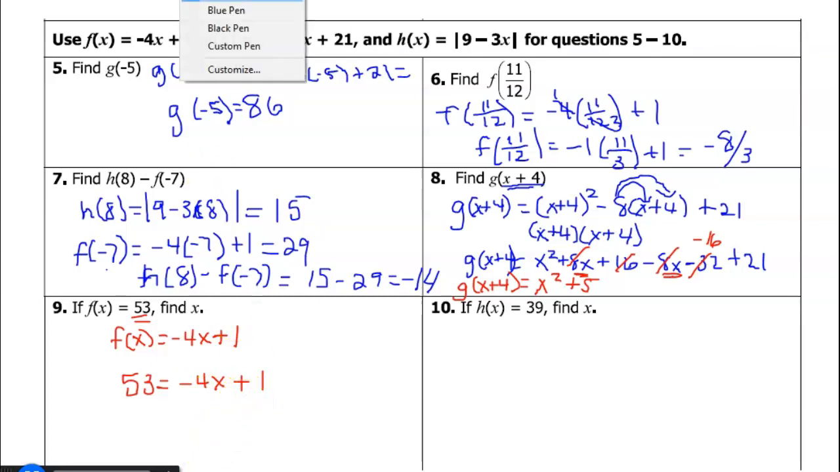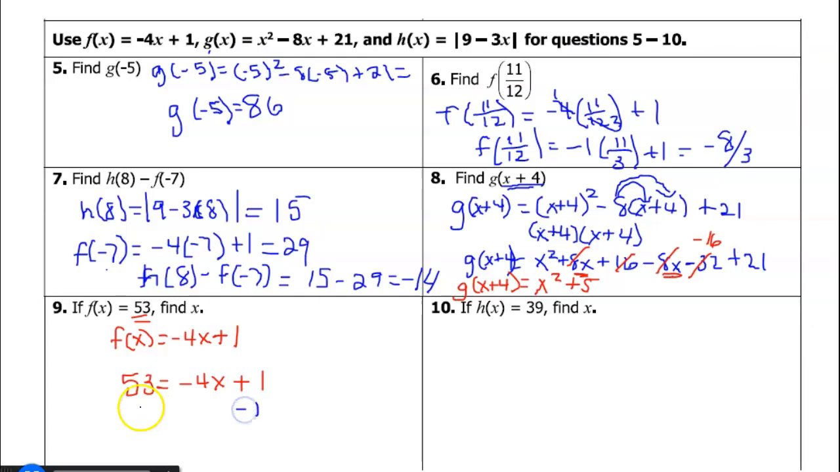All right, so I'm going to change my pen color. I'll subtract 1 on both sides, and I end up with 52 equals -4x, and then I'm going to divide this by -4. And if I look at this, 4 goes into 5 one time, right? And then I have 1 left over, so I'm thinking 12. 12 divided by negative 4 is negative 3. So this is negative 13. x equals negative 13.